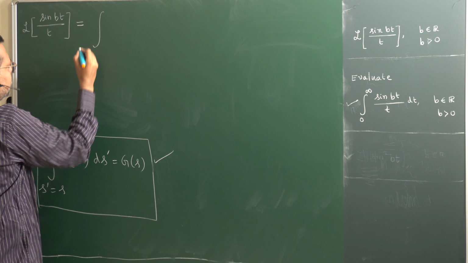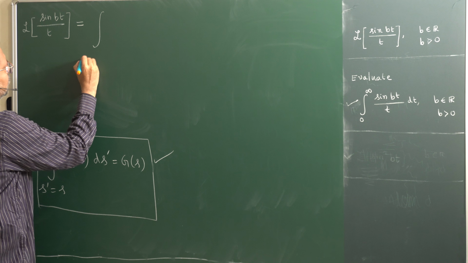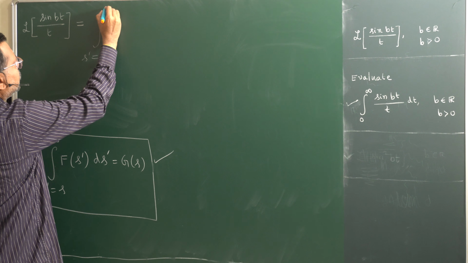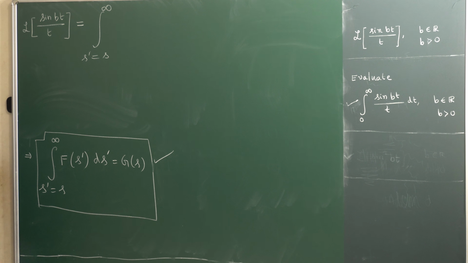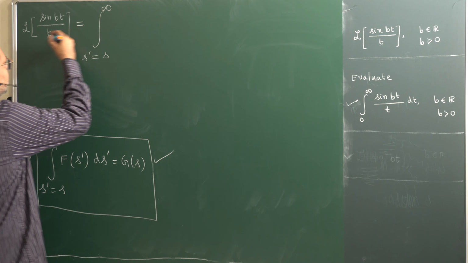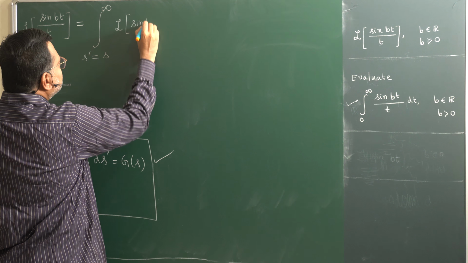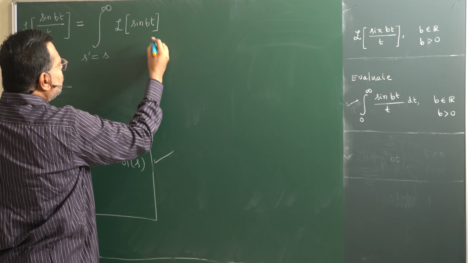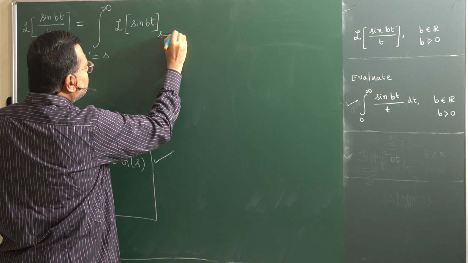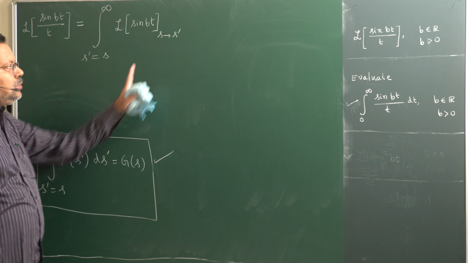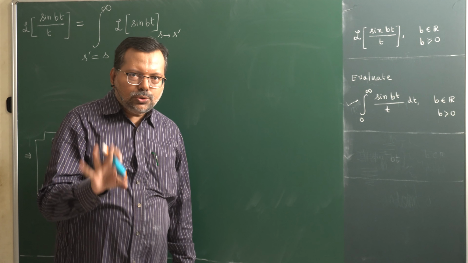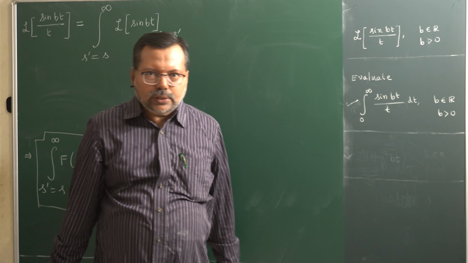You can write it like this: the integral from s prime equal to s to infinity, of f of s prime. So what is f of s prime? It is nothing but the Laplace transformation of sine bt, in which s goes to s prime. So s going to s prime is not a big issue. You should not get confused because of that.